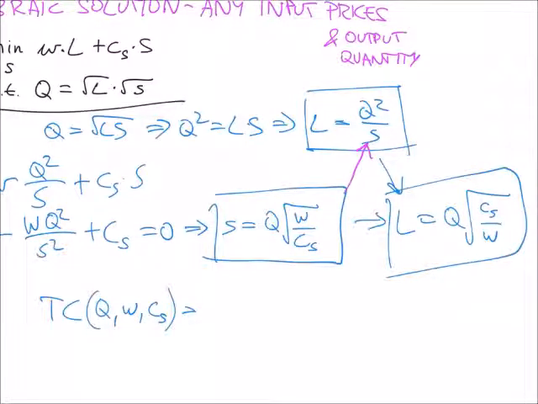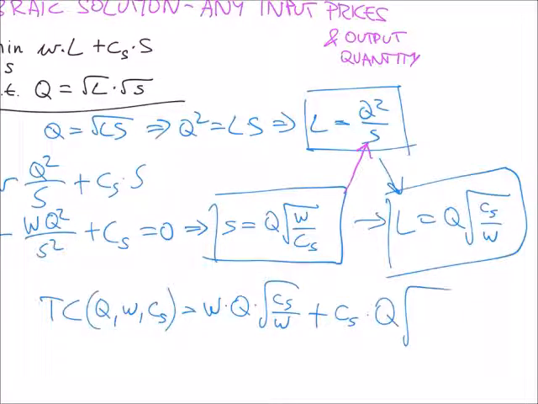So instead of L, we write W times whatever we got for L, and we got Q times square root of CS over W. And then we write CS times S, but instead of S, we write what we got for S, which is Q times square root of W over CS. Okay, we can simplify that, right?